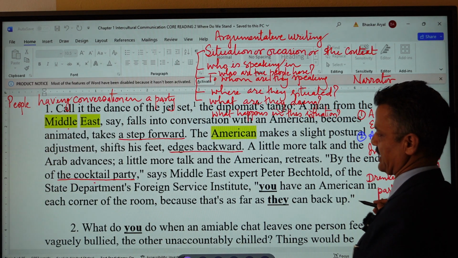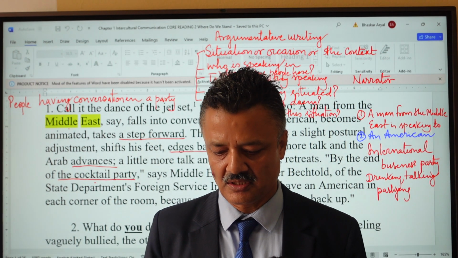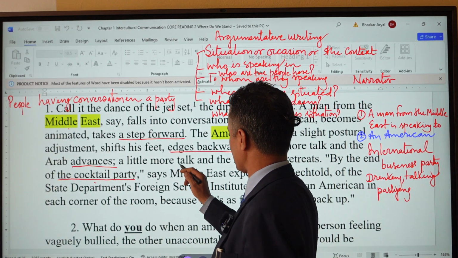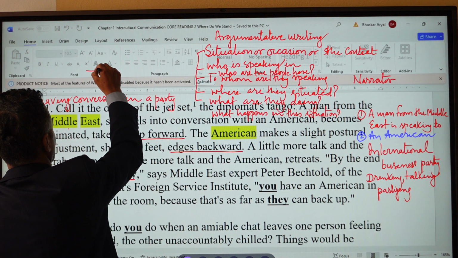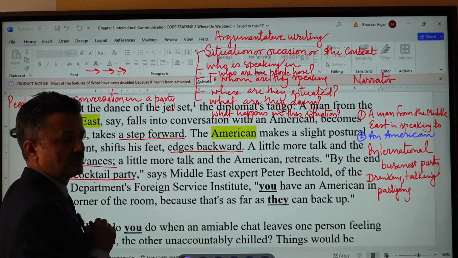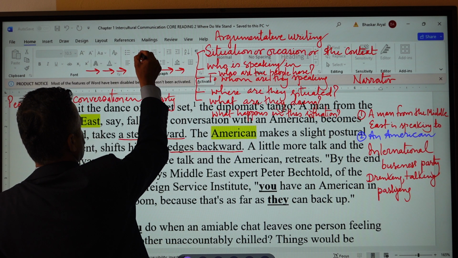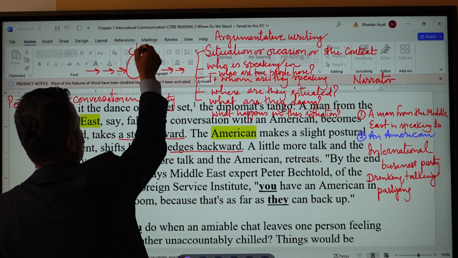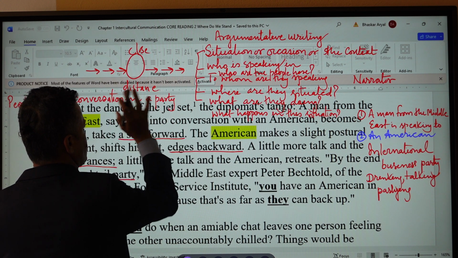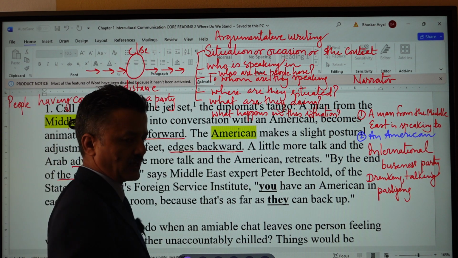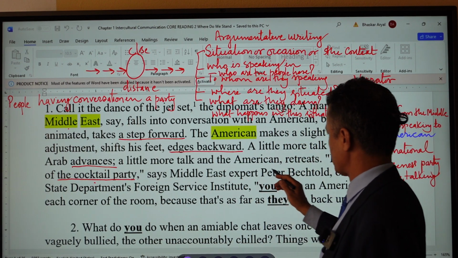A little more talk, okay. They talk further, and the Arab advances further. The Middle Eastern person comes even closer. A little more talk, and the American retreats. So do you see, the Arab moves forward toward the American and the American moves backward away from the Arab. Why? Because the Arab wants to come close to the American. The American wants to maintain a distance. Because Americans maintain a distance in public places while having conversation, whereas Arabs prefer coming close when they talk to someone. A little more talk and the Arab advances, a little more talk and the American retreats.